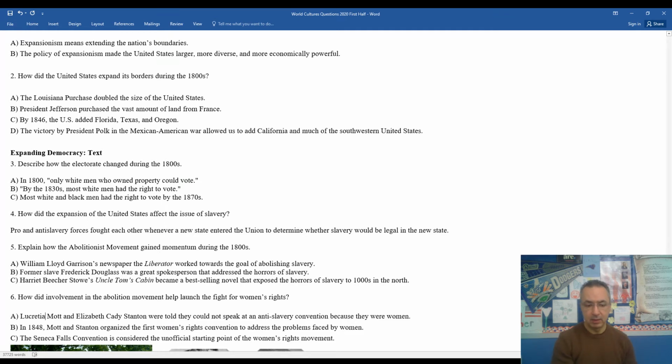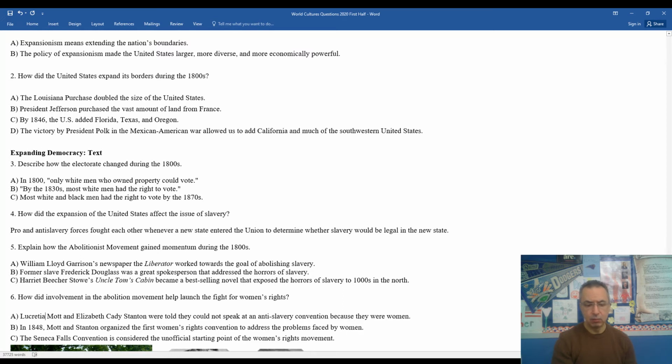Former slave Frederick Douglass was a great spokesperson. He had firsthand testimony of the horrors of slavery, and he was well educated. He wrote his own autobiography, and of course, was a champion of the end of slavery and the abolitionist movement.